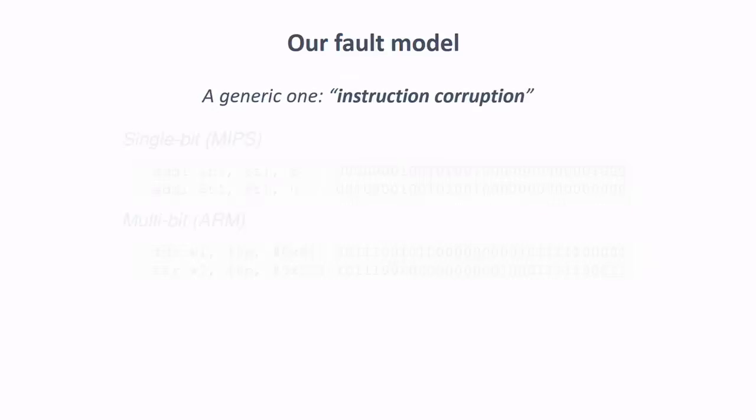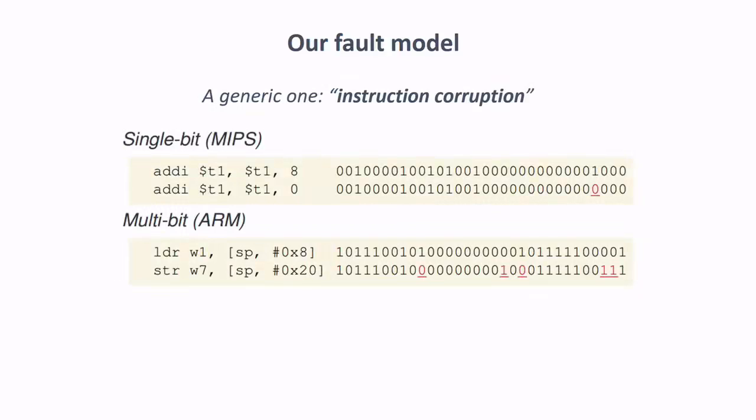So you have a normal instruction where you actually flip bits and modify the instruction that is actually executed. You see this example for MIPS, where one bit flip makes the addition go from adding 8 to the register T1 to adding 0 to T1.